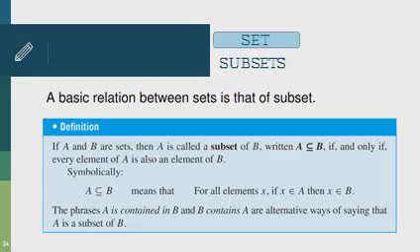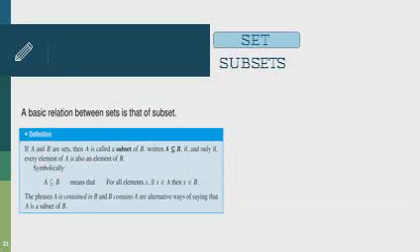Relations between sets. Subset. If A and B are sets, then A is called a subset of B, written with this symbol, if and only if every element of A is also an element of B. Symbolically, A is a subset of B means that for all elements X, if X is an element of A, then X is an element of B. The phrases A is contained in B and B contains A are alternative ways of saying that A is a subset of B.